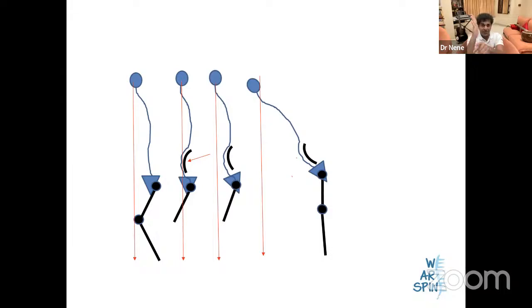And if you just try to give the person lordosis to match the PI, the minute the patient stands up, as you can see in this diagram, the legs will straighten up and the person will fall off.